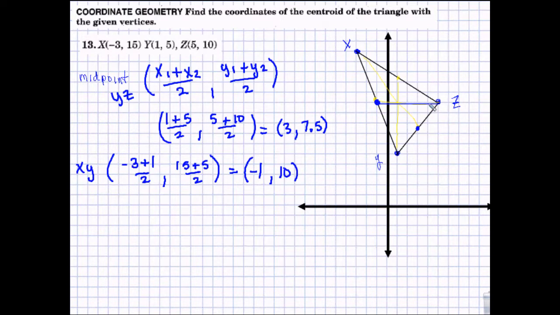Now, if I have a situation like this where the median falls on a straight line, I don't have to draw any other medians. I can just count my spaces because I know that my centroid is going to be 2/3 from here to here. So I have 1, 2, 3, 4, 5, 6. It's 6 units long. And what's 2/3 of 6? 4. So I'd go 1, 2, 3, 4, and here's my centroid.